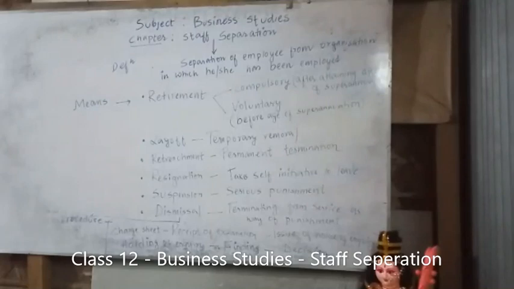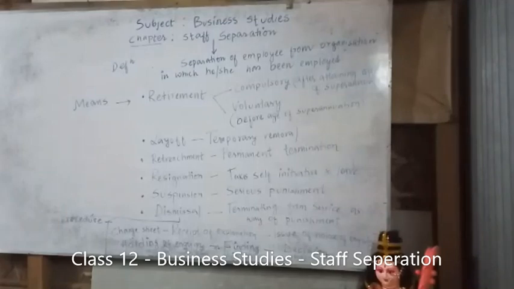Now, what do you understand by retirement? Retirement can be of 2 types. Before I go into the details, let me tell you that one is compulsory retirement, and another one is voluntary retirement. Now, what is compulsory retirement? Compulsory retirement means the person is taking retirement after attaining the age of superannuation.